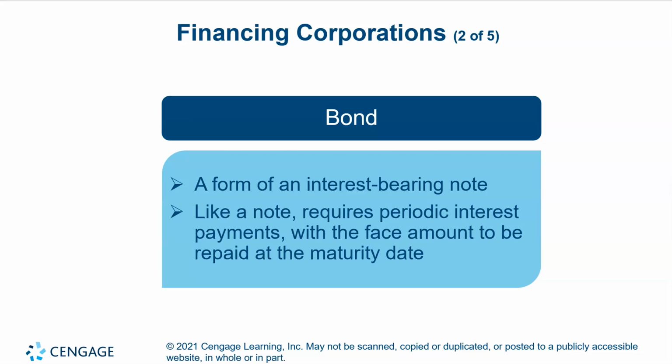One example of a long-term liability is a bond. This is an interest-bearing note, which means that we borrow money and pay interest on it. And like a note, it requires periodic interest payments with the face amount to be repaid at the maturity date. So this is what's different about the notes that we've talked about in the past. In an installment note, which we'll do later on in this chapter, you repay the principal throughout the life of the loan. But in a bond, you wait and you don't pay it back until the very end. So you make interest payments throughout the life of the bond, but you don't pay back the principal amount until the very end, and that's called the maturity date.